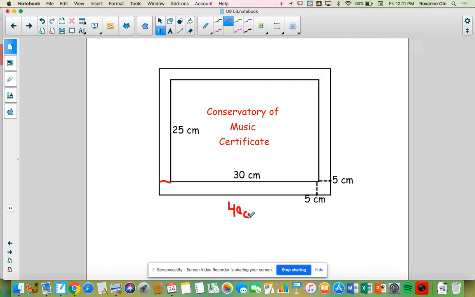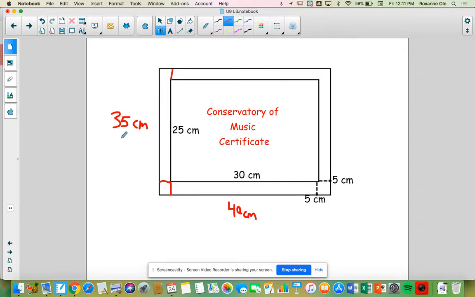Okay, so let's figure out the new width. If it's 25 centimeters on the inside line here, and we know that the mat is 5 centimeters here, and another 5 here, what is the new width going to be? Think about that. It's going to be 35 centimeters. I almost said 30 because I was not thinking you have to add 5 here and 5 here. So 35 centimeters. Now, they want to know the area of the whole thing.